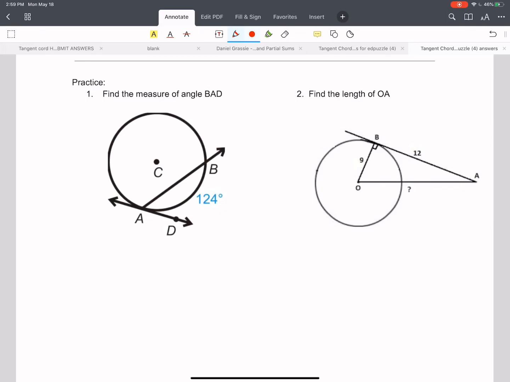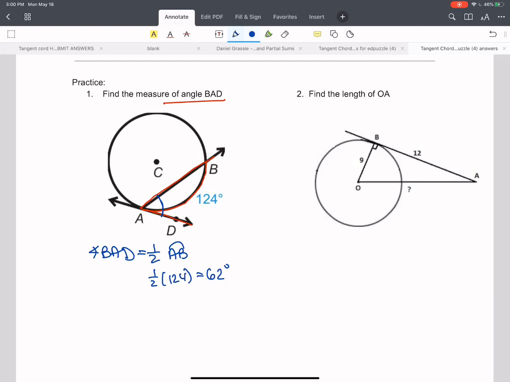Some practice. Okay, so they gave us that this arc here is 124, and they're asking to find the measure of angle BAD. So BAD is this angle right in here, right? So I'll use a different color so I can show it to you. So all you have to do is say angle BAD is half of arc AB, so it's 1/2 of 124, so it's 62 degrees. So that's it. That's all you need to know. It's just like an inscribed angle.